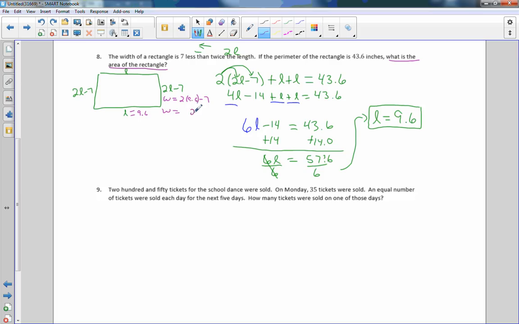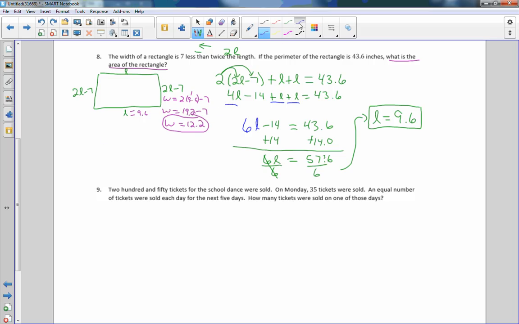6 times 2 is 12, carry the 1. 9 times 2 is 18, plus 1 is 19. So 9.6 times 2 is 19.2, minus 7. Therefore, the width is 12.2. So now I have a width of 12.2.